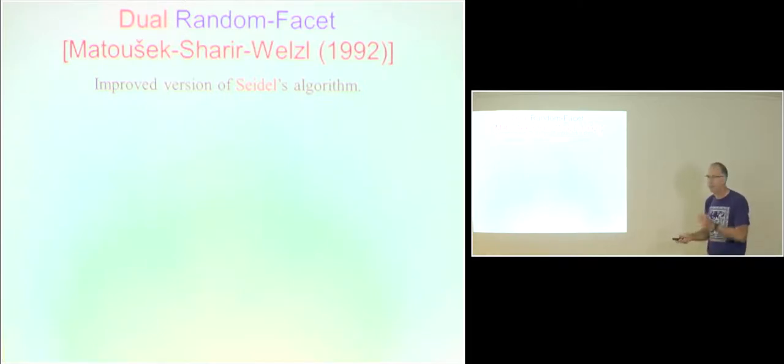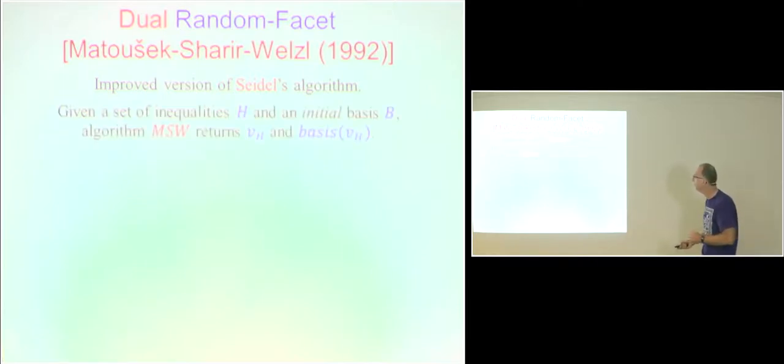Okay, and the way to capture this additional information that we can get from the first recursive call is to explicitly work with bases, not just with the solution. Let's see how this is done.